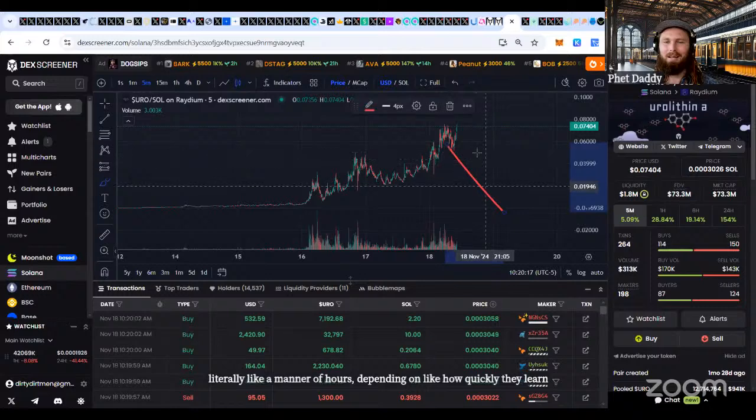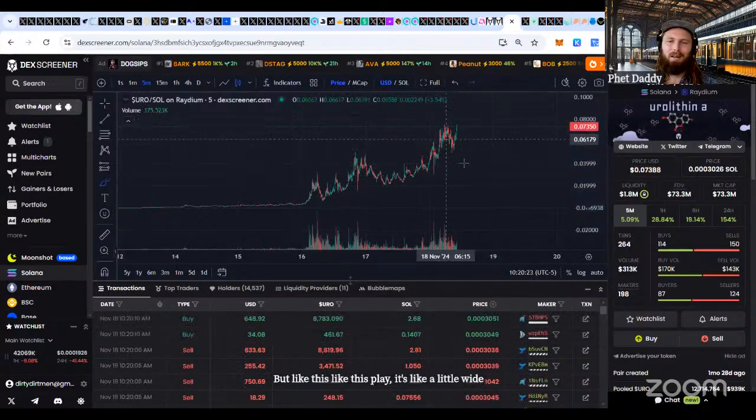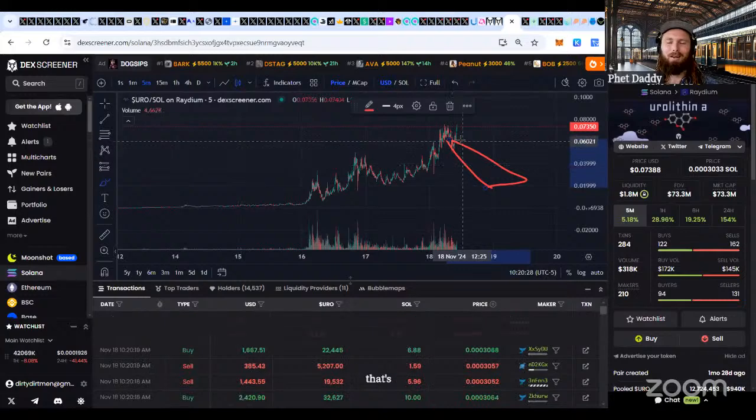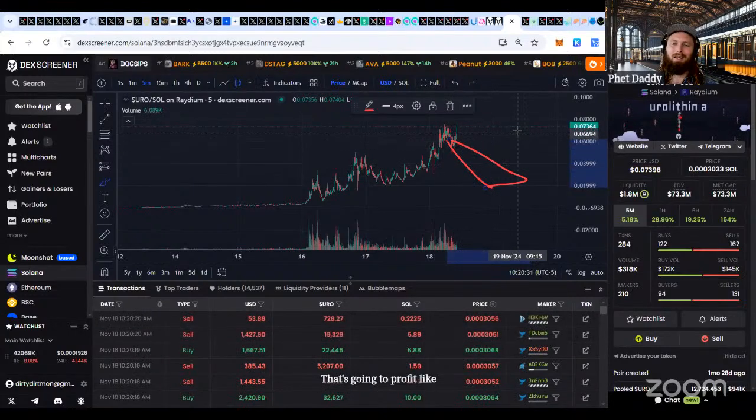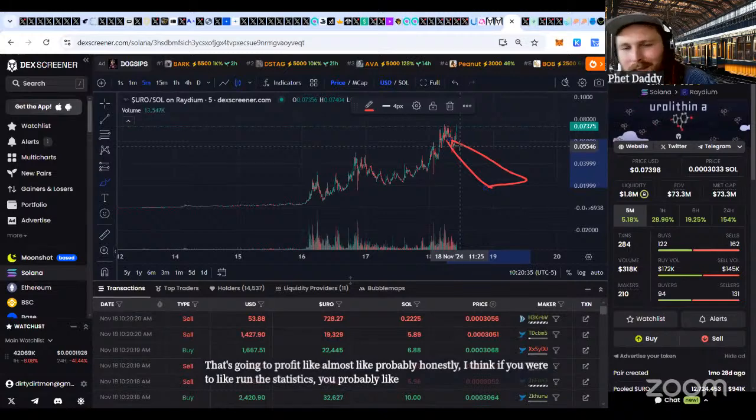This play is a little wide, but this play right here, just doing a bid ask into this range, that's going to profit. Honestly, I think if you were to run the statistics, you probably win these 9 out of 10 times.